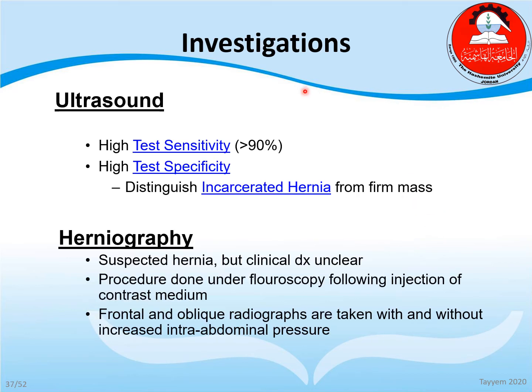Ultrasound is a very sensitive and specific way to check for hernias. In the past, we used to do herniography by injecting contrast material into the sac and doing fluoroscopy, and this is done for clinically unclear cases, when the hernia is too small to be felt clinically.